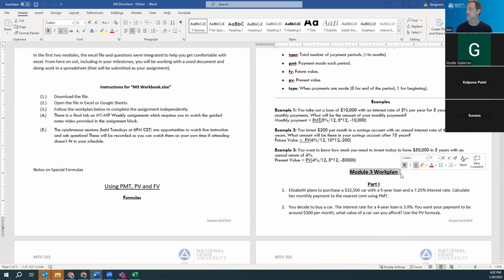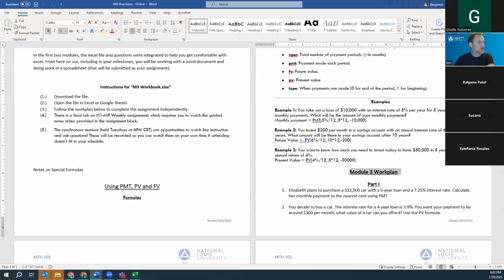Module 3 work plan. Elizabeth plans to purchase a car. Before I jump into that, hi Kalpana, hi Susanna. Any questions or things for me that people want to bring up? Because I want to make sure you can ask questions. Oh, hi, Stephania. I did get your module 2 stuff graded, but obviously questions about that should be individual, not recorded questions. But public questions, questions about how the class works, questions about, I don't know, anything. Hi, Roberta.